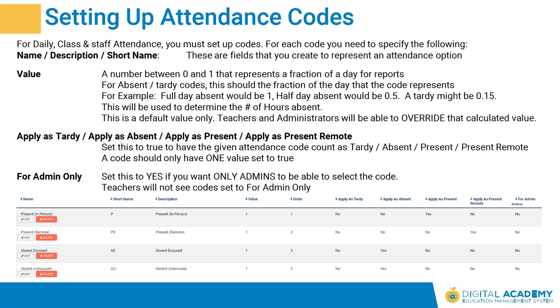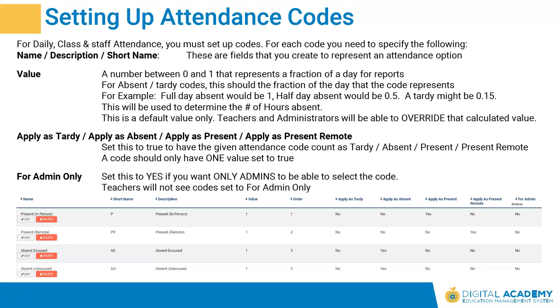The system will calculate the number of hours absent by taking the total number of hours in the day and multiplying it by this value. So if you have a 6-hour school day and a half day absent is 0.5, it would calculate that the student was absent for 3 hours. That is only a default value, and teachers and administrators can override the calculated value.